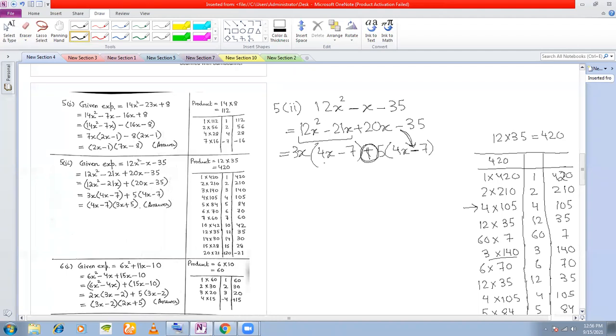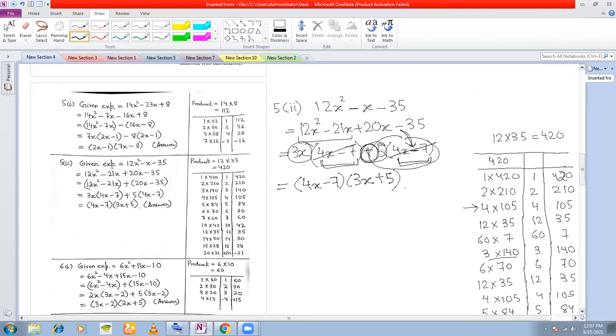I have 4x minus 7 here, and I have 4x minus 7 here also. So is my breakup correct? Yes, my breakup is correct because I'm getting 4x minus 7 here and I'm getting 4x minus 7 here also. So what I do is I take out 4x minus 7. If I take out 4x minus 7 from this, what am I left with? Only 3x. And from this entire term, if I'm taking out 4x minus 7, I'm left with plus 5.